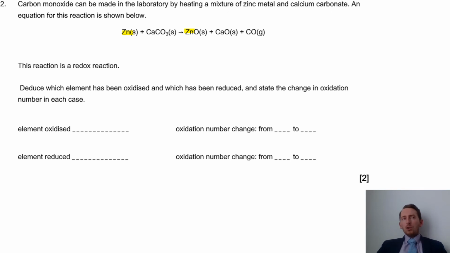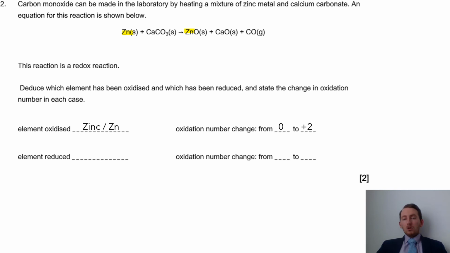Well, I know that oxygen, unless it's in peroxide, then oxygen is -2. So therefore, what does the zinc need to be to then balance that out to then make 0 overall? Well, zinc has to then be +2. So going from 0 to +2, that's an increase in oxidation number, so therefore that has been oxidized. So we have that there.